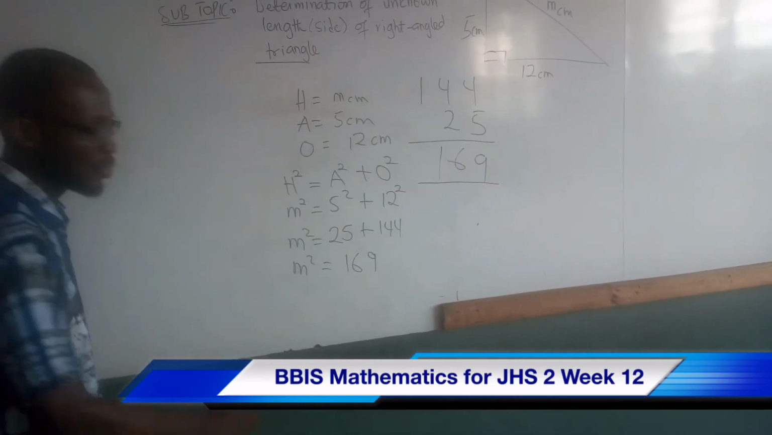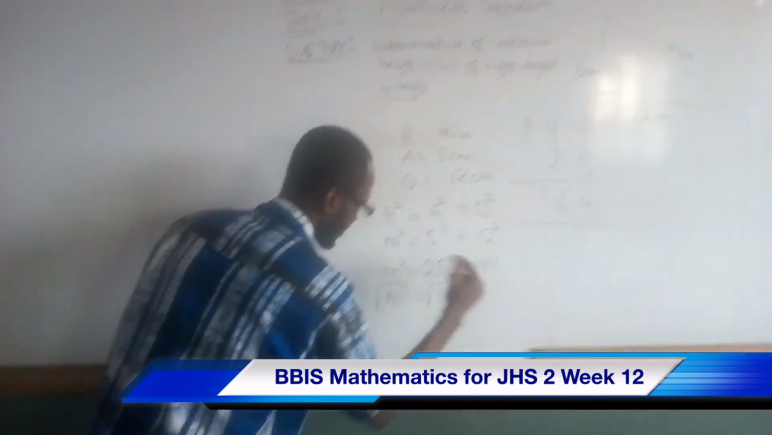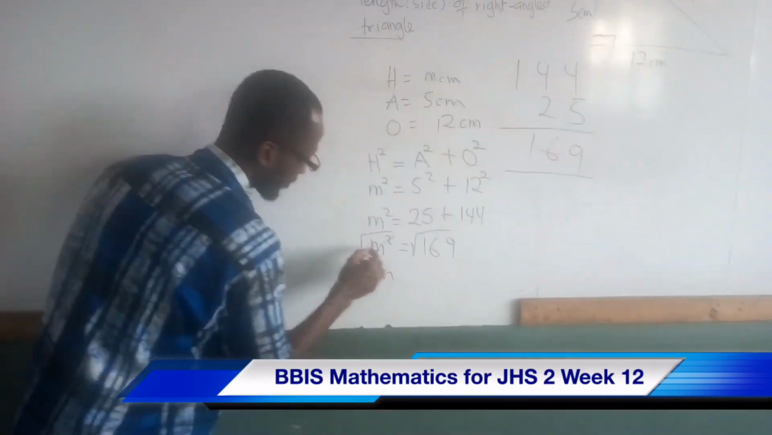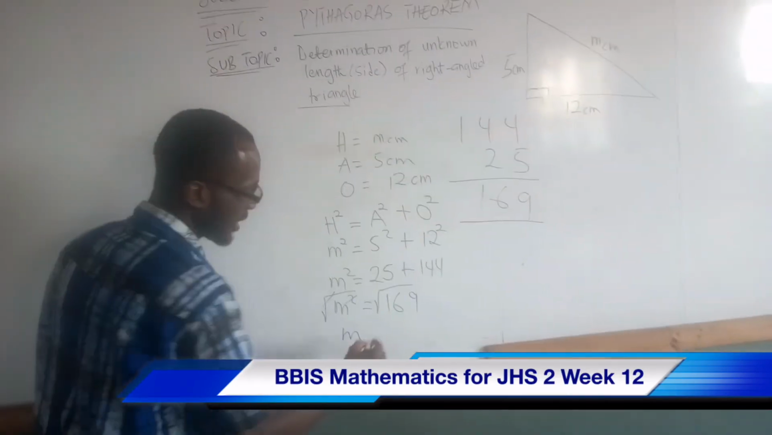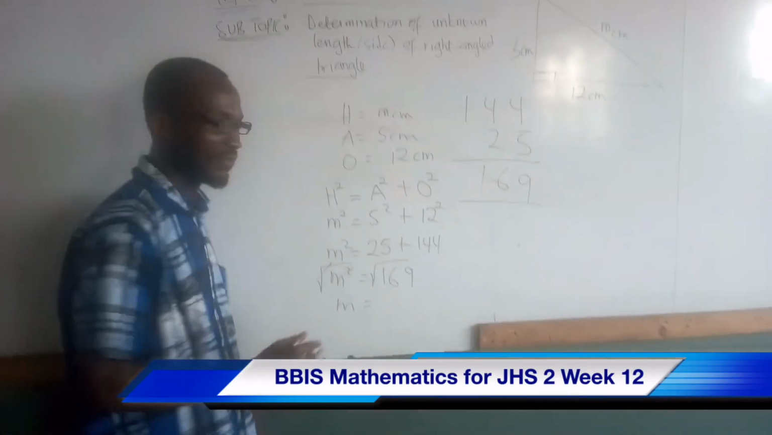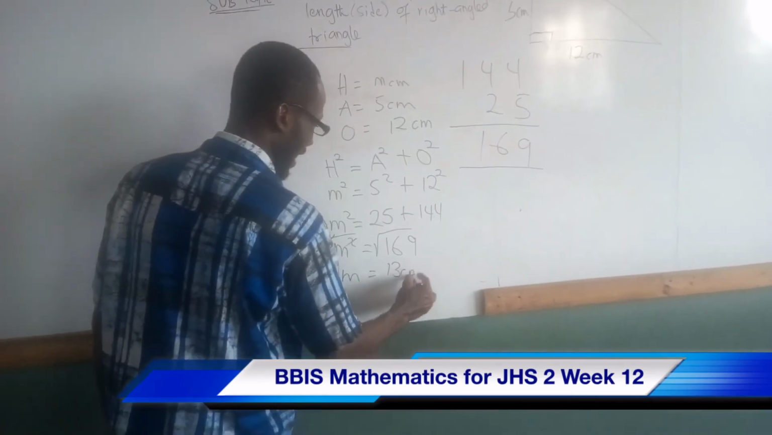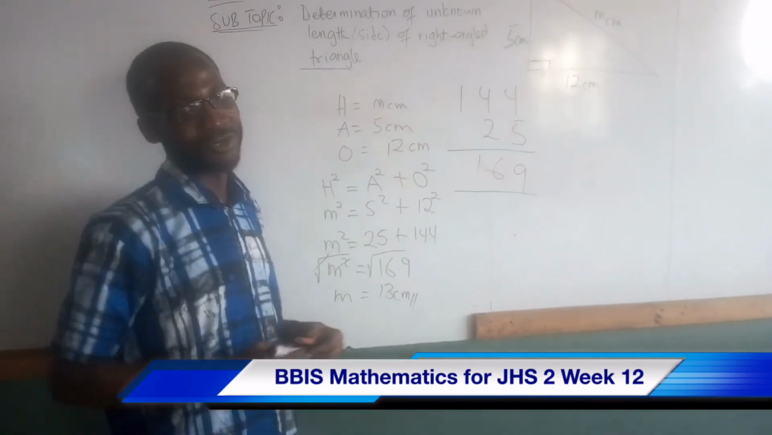So what do we do? We square root both sides. Good. So the square is going to cancel the square root again. Then we're going to have the square root of 169 giving us what? 13 centimeters. Clap for yourselves.